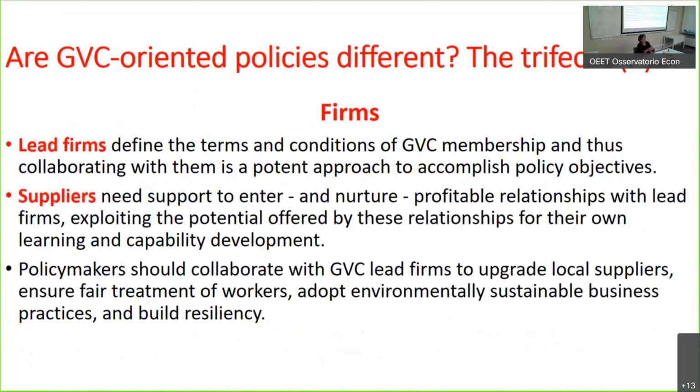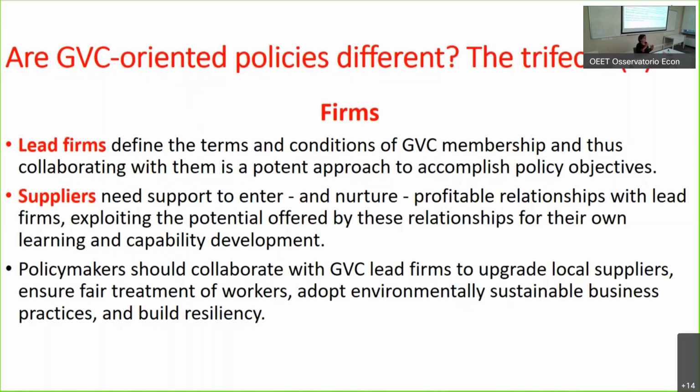And finally, firms. Within GVC, there are two different types of firms. Lead firms, we know they are the powerful actors. They define the terms and conditions of GVC. Therefore, collaboration with lead firms could be a very powerful approach to accomplish policy objectives. But there are also suppliers, and suppliers need to be supported in order to be able to enter and to leverage a profitable relationship with lead firms. So policymakers should collaborate with GVC lead firms to upgrade local suppliers, to ensure fair treatment of workers, to adopt environmentally sustainable business practices, and to build resiliency.